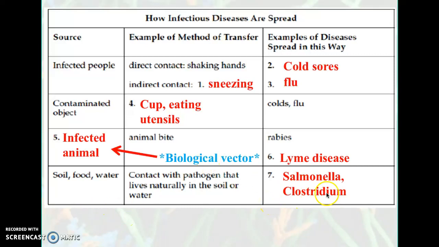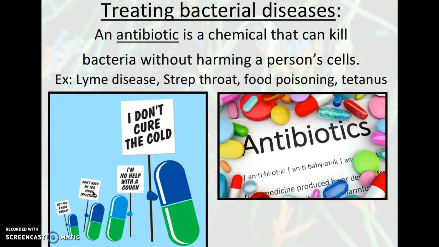So there's lots of ways that we can, knowing this information, how it spreads, there's lots of ways we can prevent getting some diseases, and then also ways of treating them as well. So that's what we're going to talk about next. And this will help you answer the questions 1 through 5 right in the middle of your page on page 7. So how do we treat bacterial diseases?